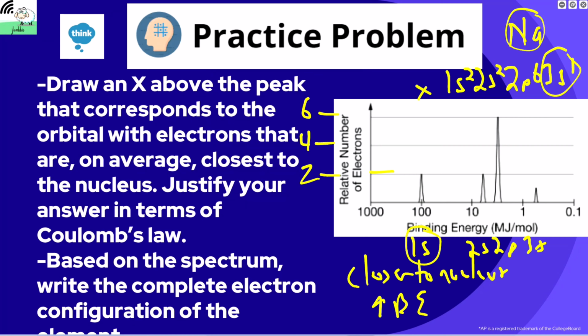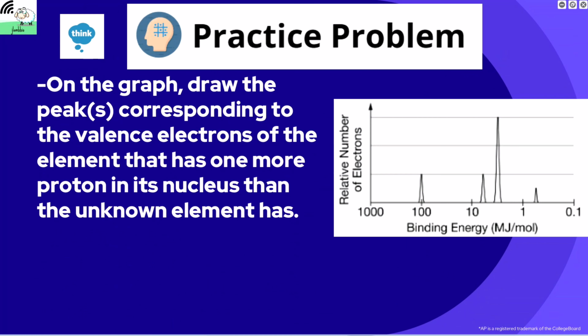Let's look at another problem. For this problem, what we're going to do is draw out information on this peak. It says on the graph, draw the peaks corresponding to the valence electrons of the element that has 1 more proton in its nucleus than the unknown element has. Well, we've already established that this is sodium with 11 protons in its nucleus. And it wants us to draw a peak that corresponds to the valence electrons of an element that has 1 more proton in its nucleus. So now we want something that has 12 protons.